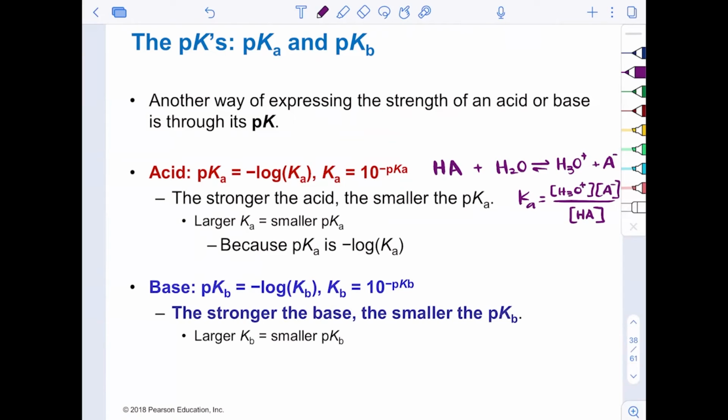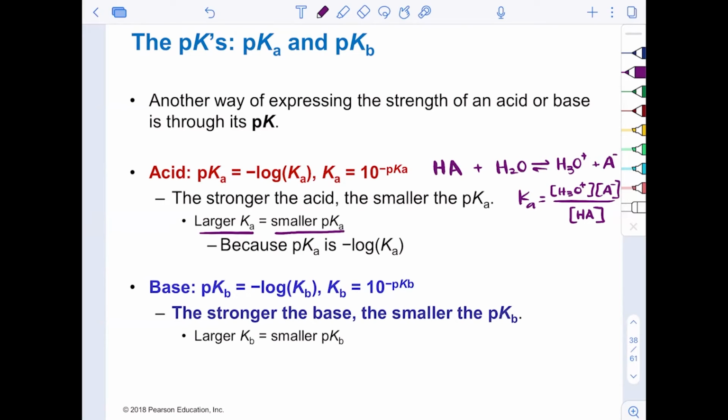We saw that those numbers can get very, very small, times 10 to the negative 12, times 10 to the negative 15. In order to manage those numbers better, the pKa is utilized. Now remember, a large Ka will convert to a small pKa, all right? Remember how we said the lower the pH, the more acidic? The lower the pKa, the more acidic.